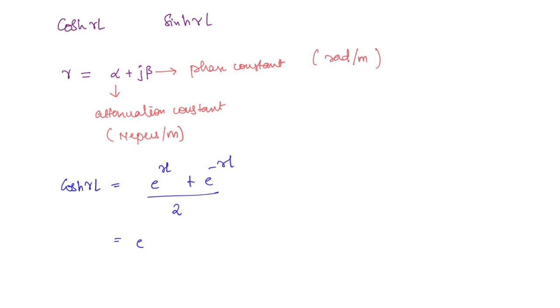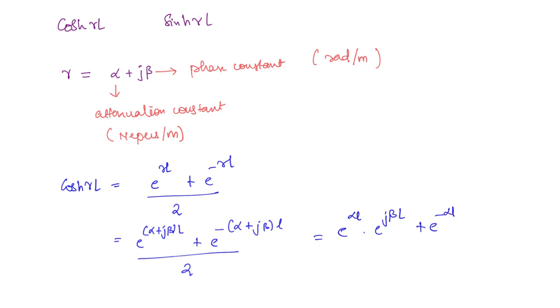Now instead of gamma you substitute alpha plus j beta, so e to the power alpha L plus j beta L plus e to the power minus alpha L minus j beta L, divided by 2. This you can write as e to the power alpha L into e to the power j beta L plus e to the power minus alpha L into e to the power minus j beta L, divided by 2.